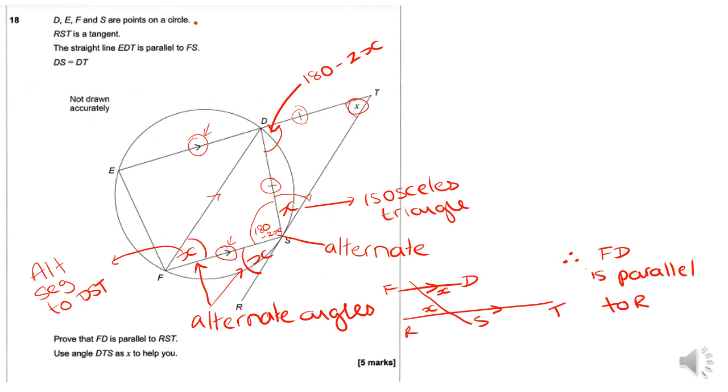And I think that's the messiest question on this paper, actually, because there's just lots of bits and bobs to kind of call out, and you're basically just saying everything's x. But if you look back through all the reasons, you're kind of working methodically through to show that you've got some alternate angles, which must mean that those two lines are parallel.